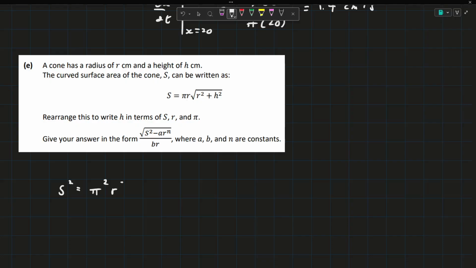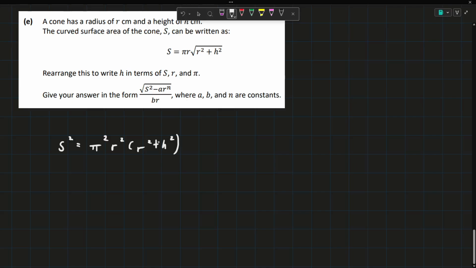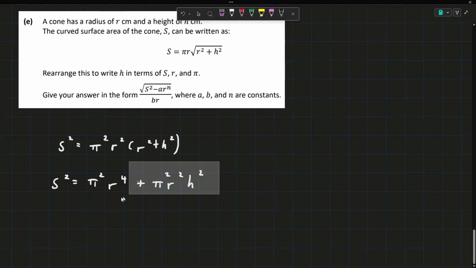So the pi squared, r squared times r squared plus h squared. And we need to get h squared by itself. So what we could do is multiply out the bracket, or we could divide across by this. It doesn't really matter which one we do first. Personally, I'd probably multiply out the bracket, it would be a little bit faster. So we'll get s squared equals pi squared r squared, and then when we multiply this r squared by this r squared, we're going to get r to the power of 4, plus pi squared r squared h squared. And to make sure that you haven't made a mistake, you could factor the pi squared r squared out of both these and make sure it's the same as this.